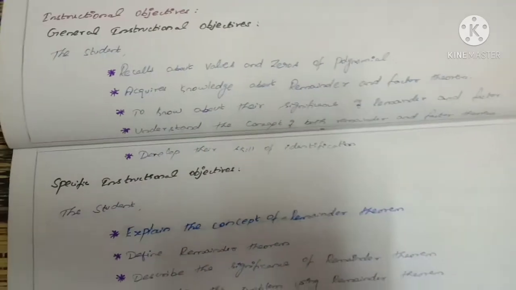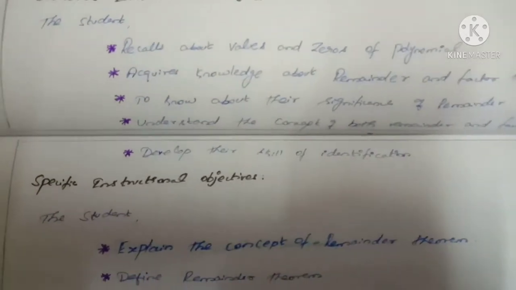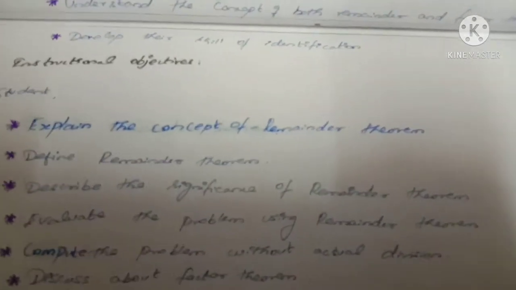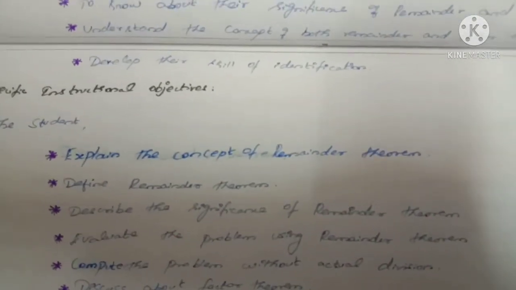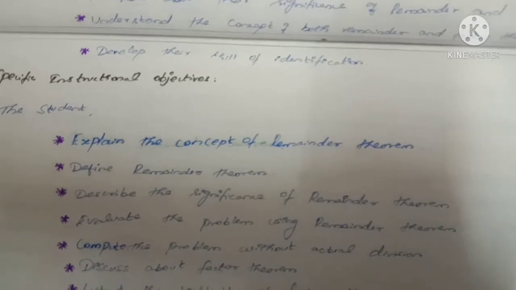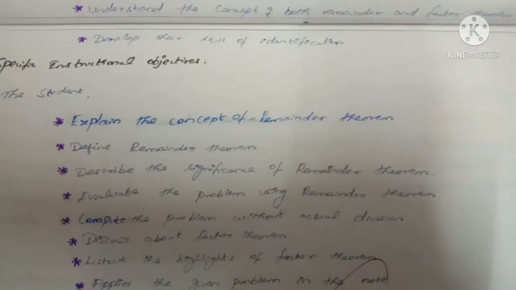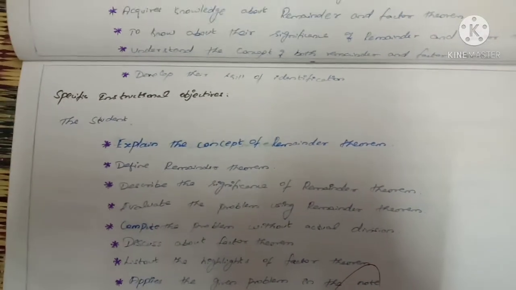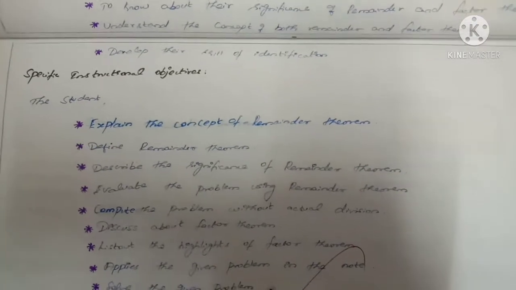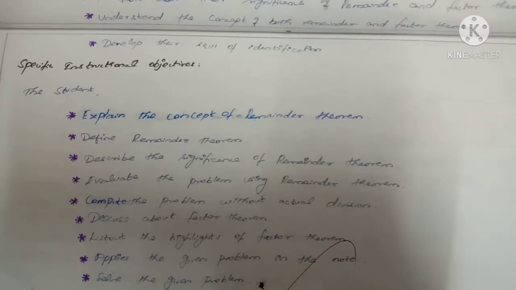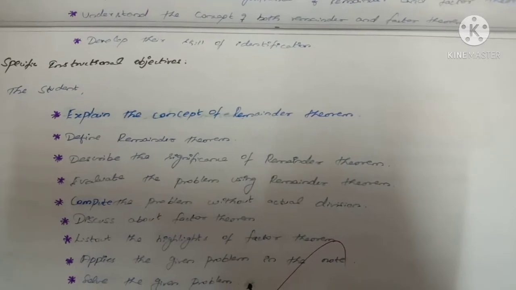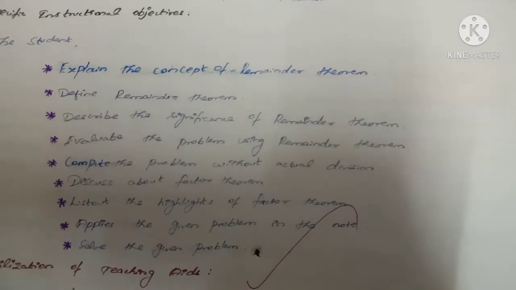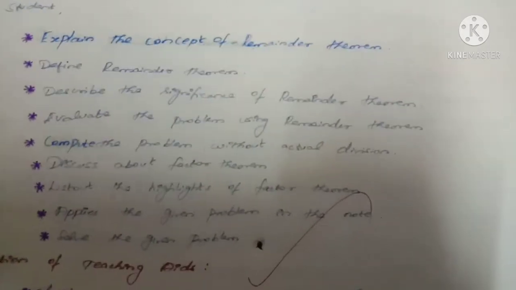Next is specific instructional objectives. The student explains the concept of remainder theorem. Define remainder theorem. Describe the significance of remainder theorem. Evaluate the problem using remainder theorem.